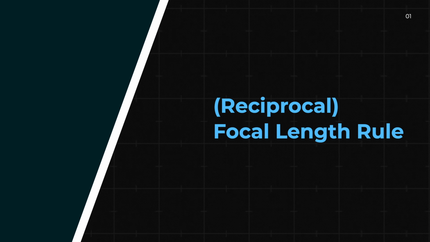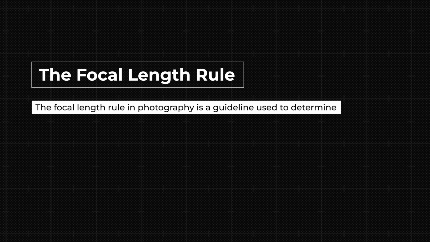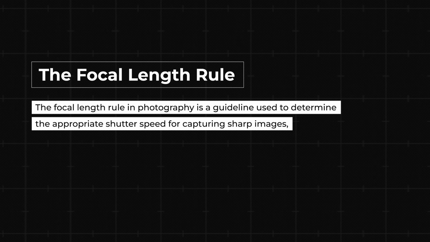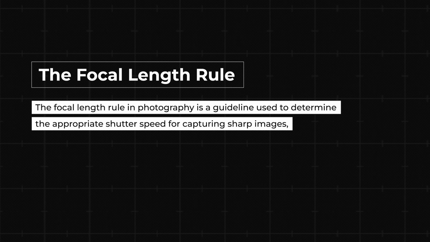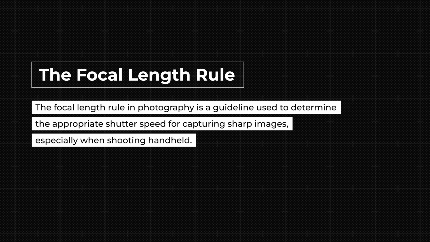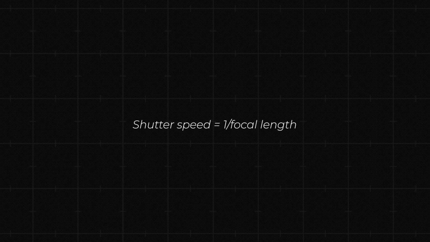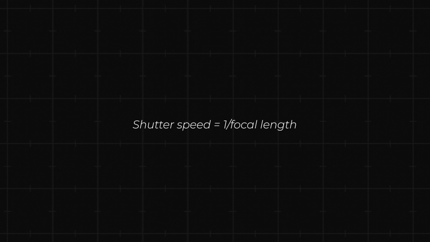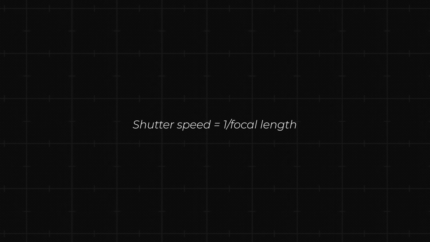To avoid this, there is something known as the focal length rule. The focal length rule in photography is a guideline used to determine the appropriate shutter speed for capturing sharp images, especially when shooting handheld. It states that to minimize motion blur caused by camera shake, the minimum shutter speed should be approximately equal to the reciprocal of the focal length of the lens.